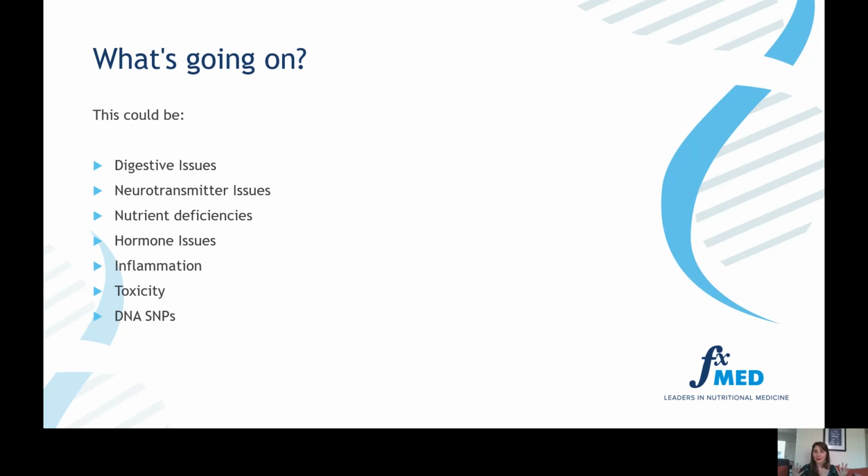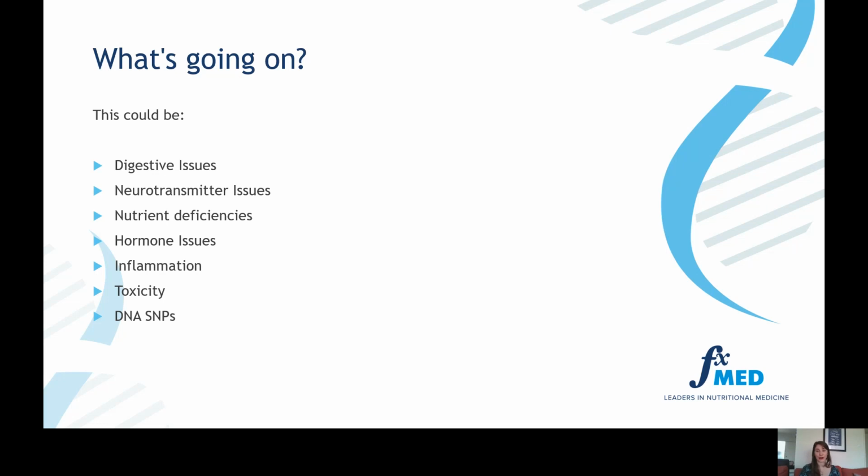This could be digestive issues. As we know, a lot of things can start with digestive issues. Could be neurotransmitter issues. They could be maybe even missing some components that they need to make neurotransmitters, or their neurotransmitters could be imbalanced. Could be hormone issues, stress hormones, or reproductive hormones. Could be inflammation.